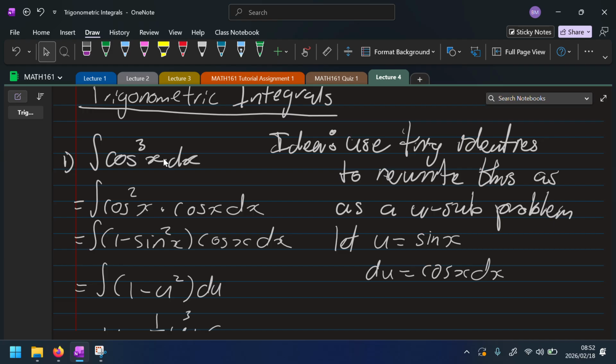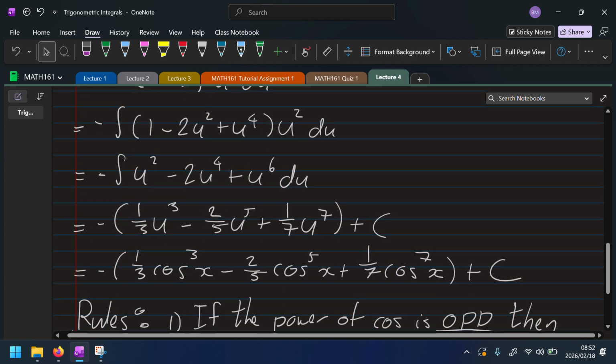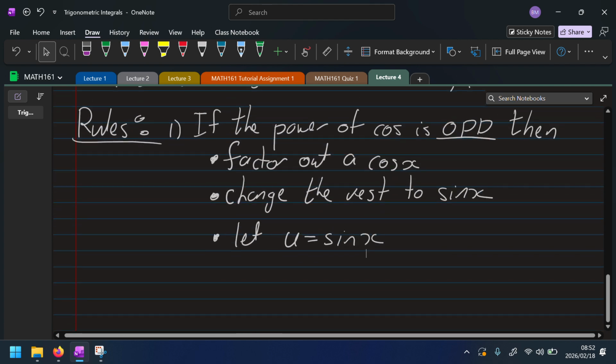Then step 2, change everything else to sine, which we did in the next line using the trig identity. Okay, 1 minus sine squared. And finally, the last step was let u be sine, which we did on the right there. So u was sine, and then everything becomes a lot easier to do. Did everyone see that? The 3 steps? Okay. So that is if cos is an odd power.